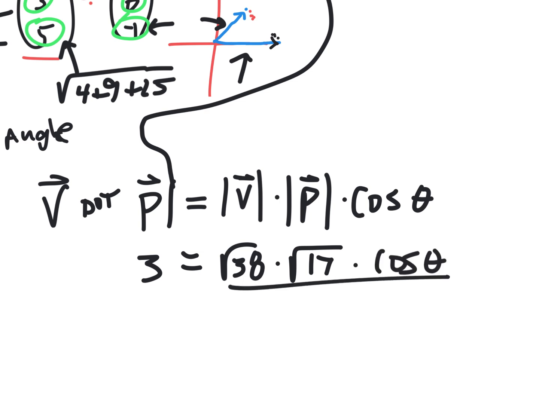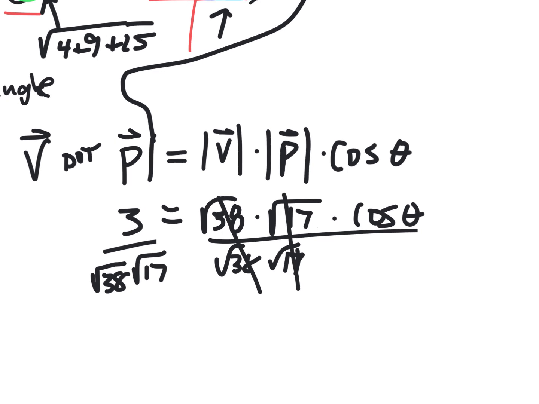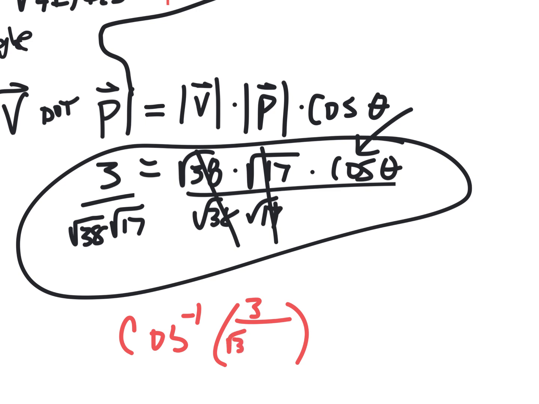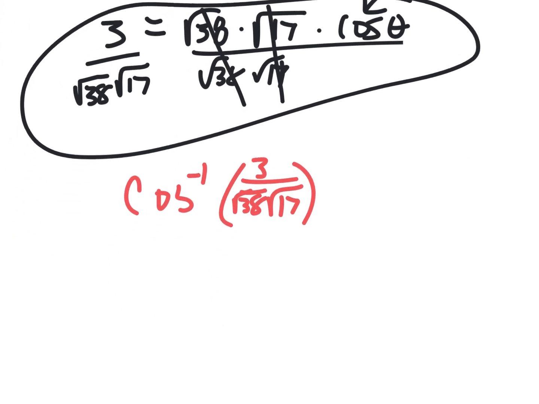Then I'm going to divide both sides by the root 38. I'm going to keep my life simple and just keep them in separate square roots because I don't know what 38 times 17 is. Square root of 38, square root of 17. Those cancel. And then how do you get theta alone? How do you get cosine off of there? What's the opposite of cosine? Inverse cosine. So you do inverse cosine of 3 over root 38 root 17. And there is an answer in exact form.